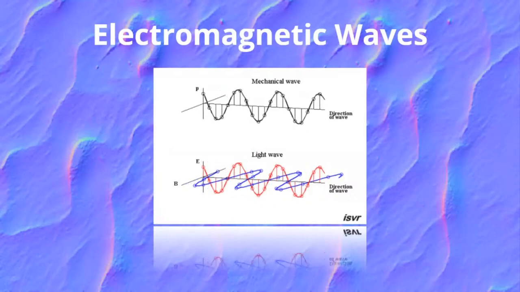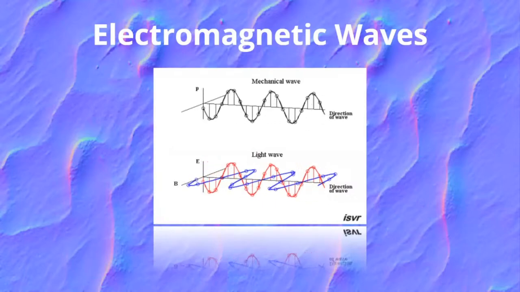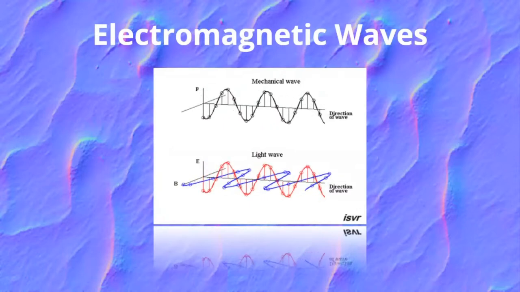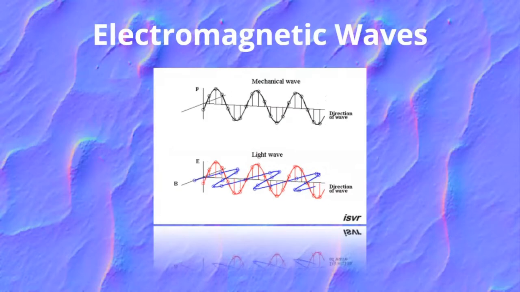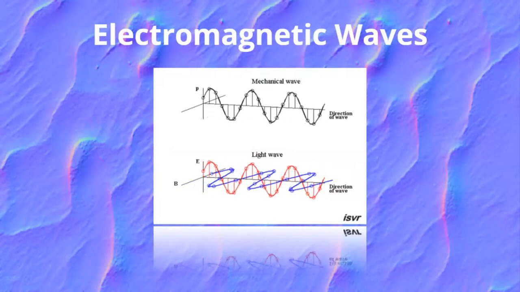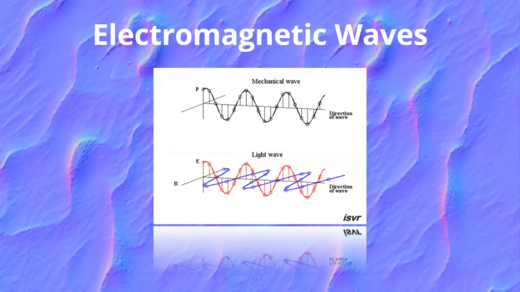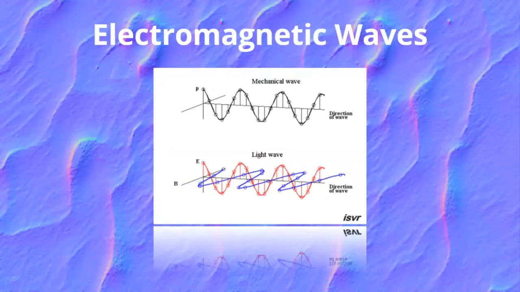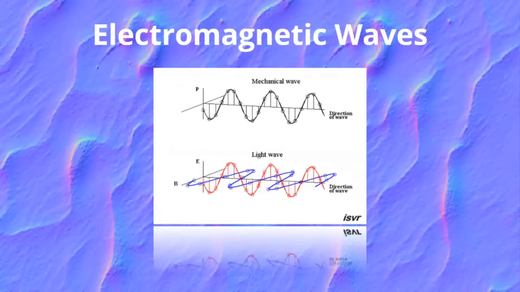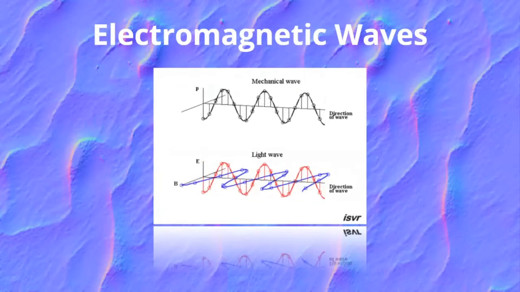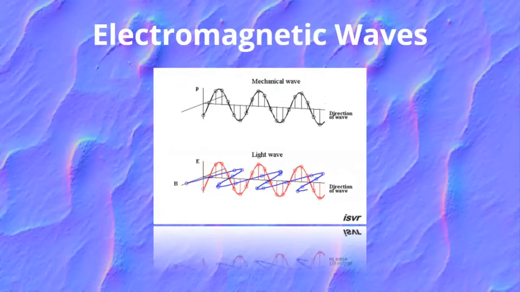So we're going to move now to electromagnetic waves. And the main difference to think about, which has been talked about already, is that mechanical waves are traveling through a medium, whereas electromagnetic waves, they do travel through a medium, but they can also travel in a vacuum. And they don't necessarily need a medium to be able to propagate.